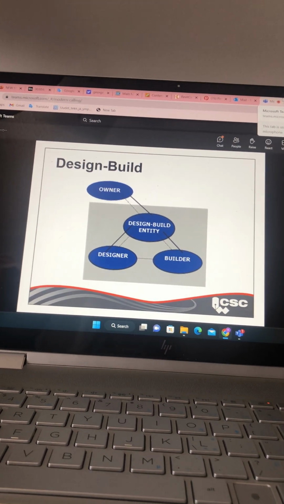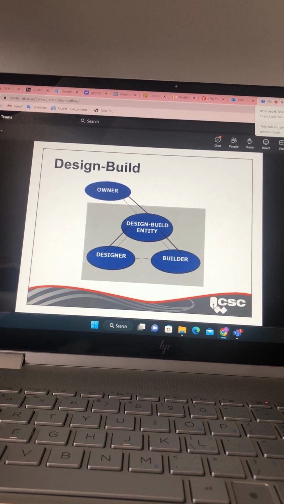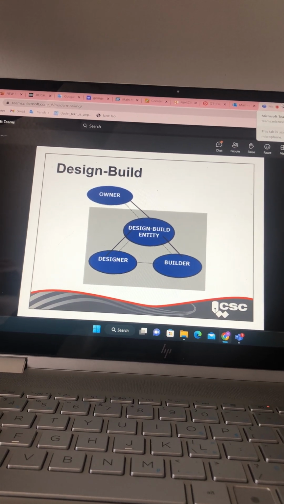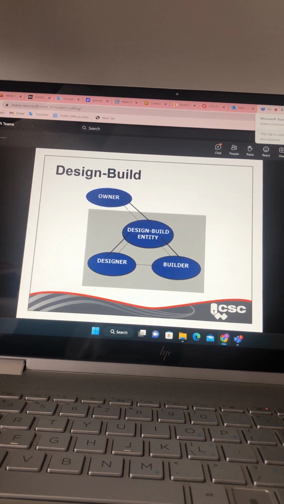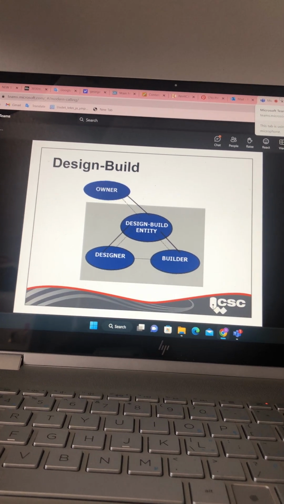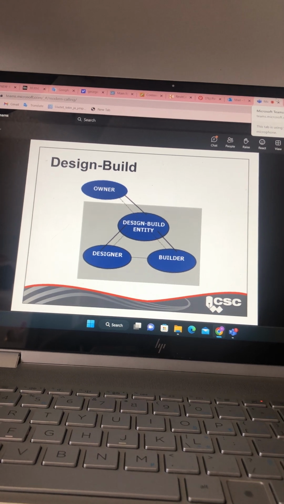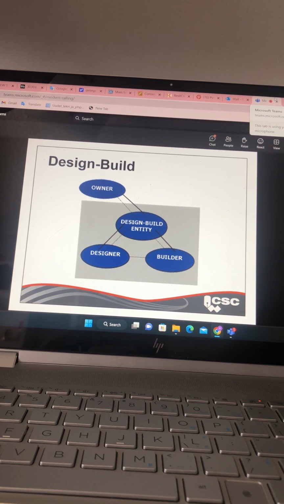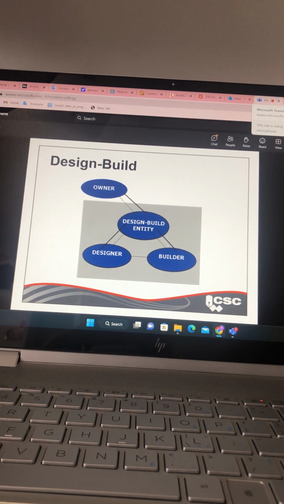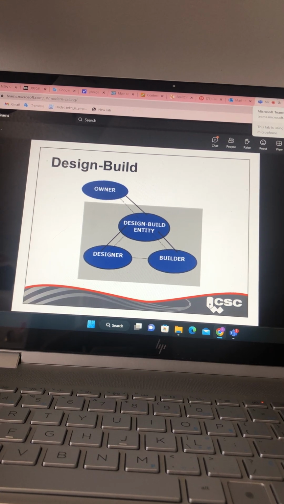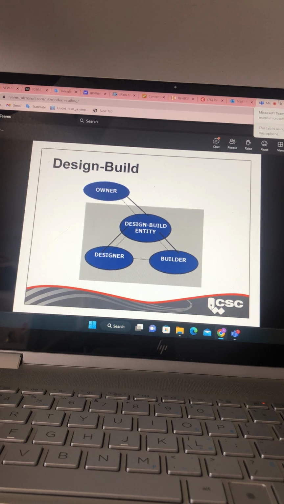The design build entity then takes these requirements, works through them with their architect that's been brought on the project, and will then develop what the project plan looks like, the overall design for the building, will give preliminary costing to the owner, and then would proceed to actual design, the full-on design and the overall construction.